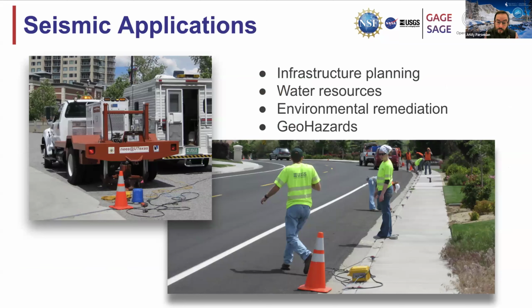Things like infrastructure planning. If we're going to dig for a foundation, when are we going to actually run into the bedrock? How expensive is the excavation going to be? For water resources, we can interpret things like the top of the water table or potentially even the porosity of an aquifer. For environmental remediation, we'll use some of the same themes that are relevant to water resources, but then we can use that to parameterize models that might influence our understanding of where contaminants flow in the subsurface. And then things like geohazards, using seismic analysis to predict where landslides might be more likely. So that's a summary of the seismic applications.